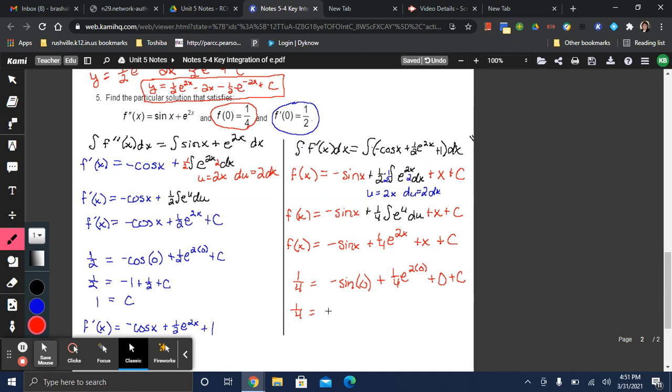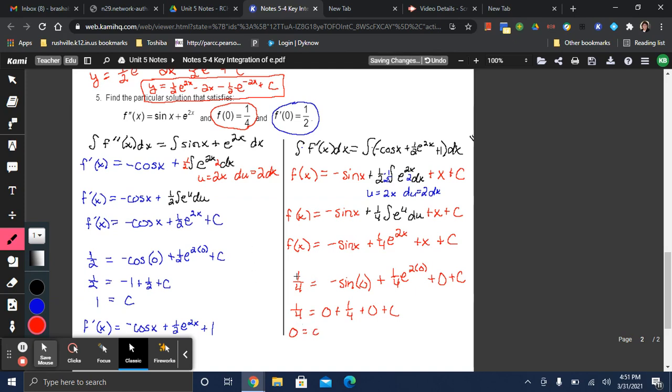And then we'll evaluate and find what we get for c. So the sine of 0 is 0. And then we have 1/4 times e to the 0. So that's 1/4 times 1. That's going to be 1/4. And then you have plus the 0 plus the c. We subtract that 1/4 to the other side, and c is 0.